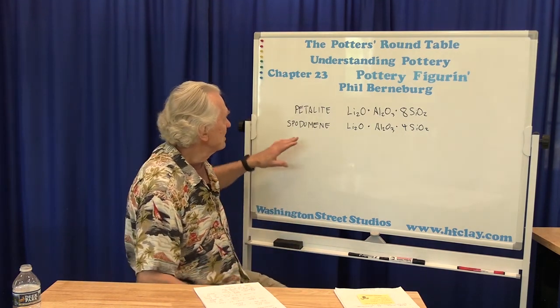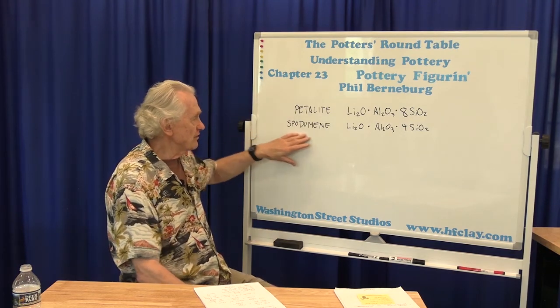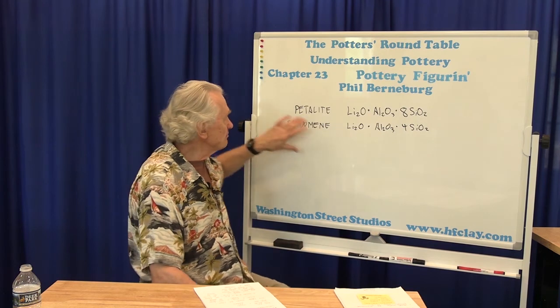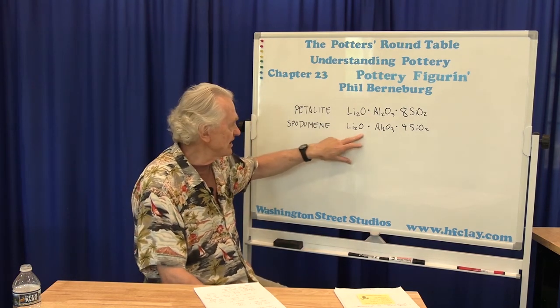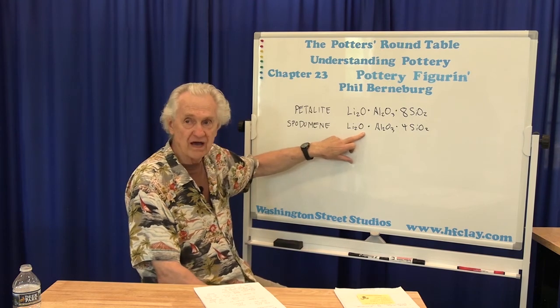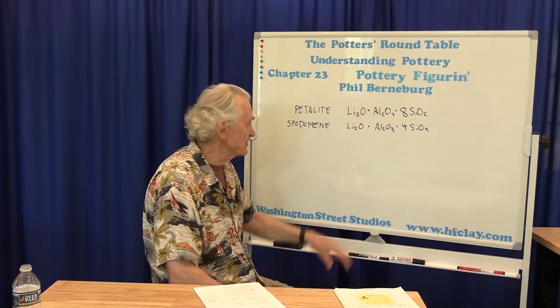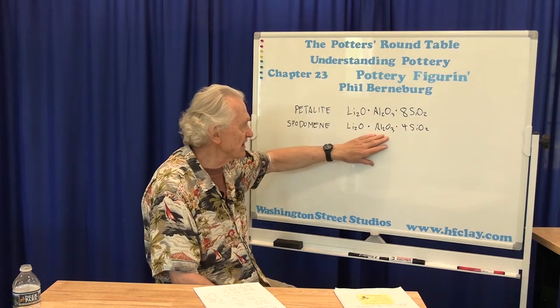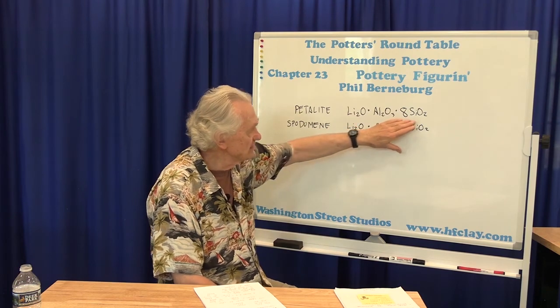So in this case, I have a recipe that calls for petalite, and I want to replace it with spodumene. Petalite and spodumene are both minerals, and they're used primarily because they contain the flux lithium oxide. So they're used as a source of lithium. And they also contain some aluminum oxide and some silica. So this is lithium oxide, aluminum oxide, and silica.